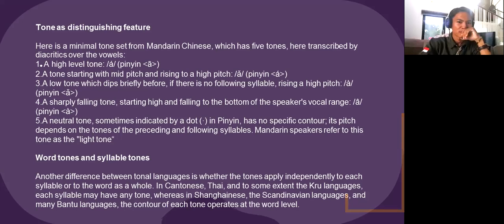The next is tone as a distinguishing feature. Here is a minimal tone set from Mandarin Chinese, which has 5 tones, here transcribed by diacritics over the vowel. The first is the high level tone, P.